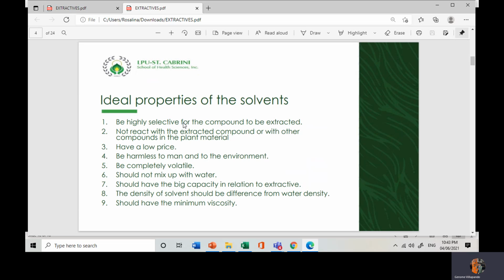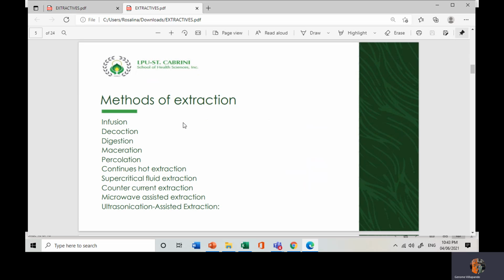Be completely volatile. It should not mix with water and should have a big capacity in relation to the extractive. The density of the solvent should be different from water density, and it should have minimum viscosity. So, methods of extraction.